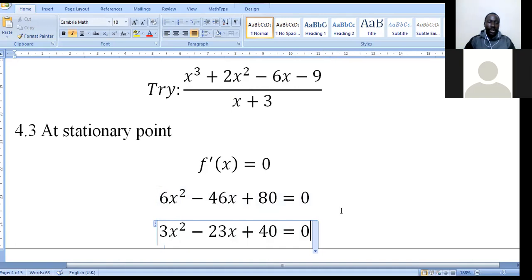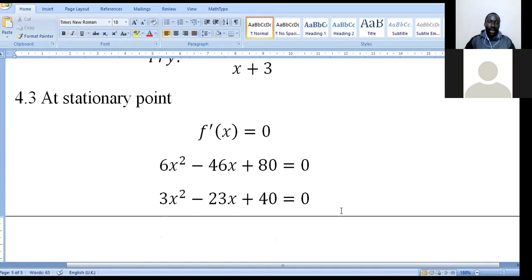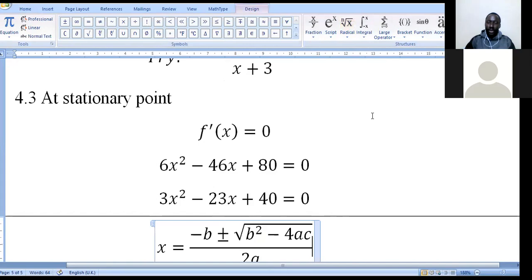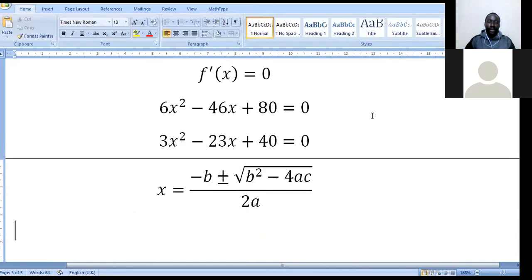Well, the next thing here is to find the value of x. We can use the method of factorization, or we can just solve for x using the formula. Well, let's use the formula. The method of factorization also works sometimes, but the formula will always solve. So this is what we are going to do. We have to find the value of x from here.